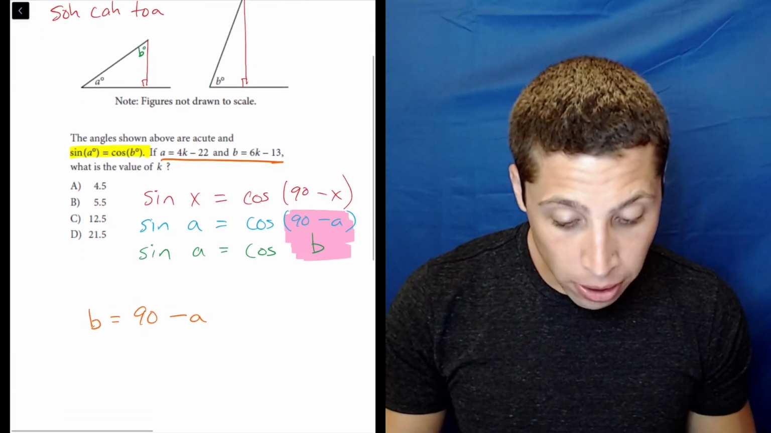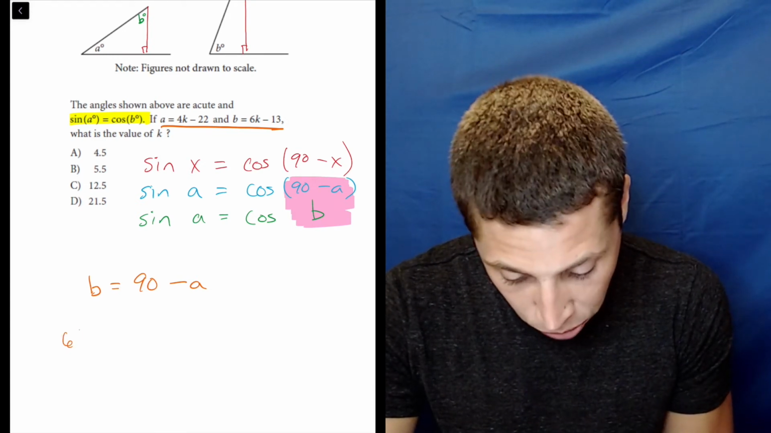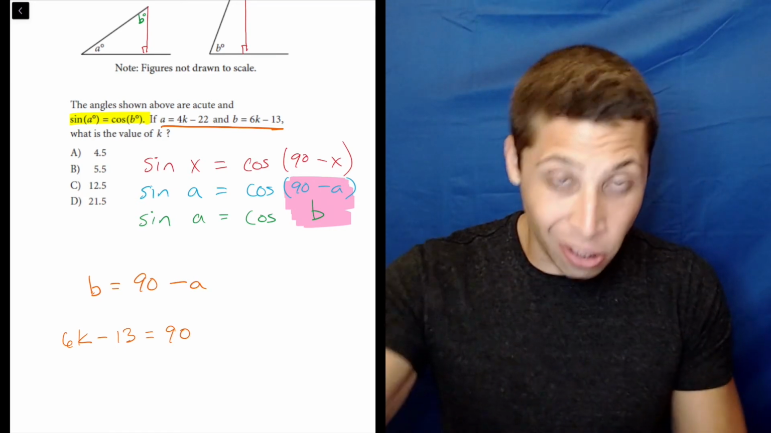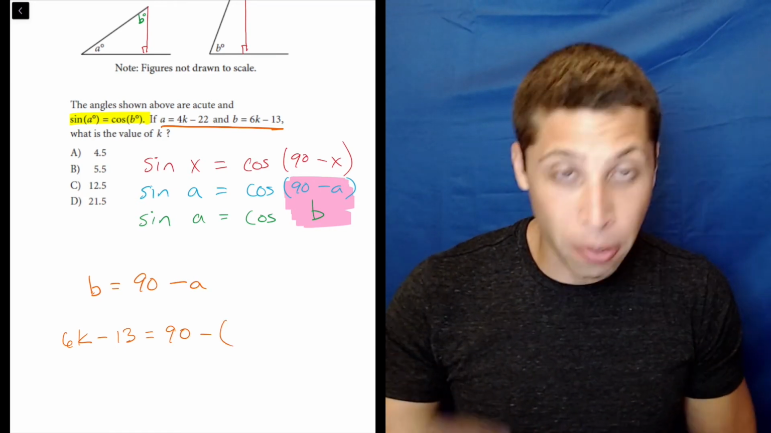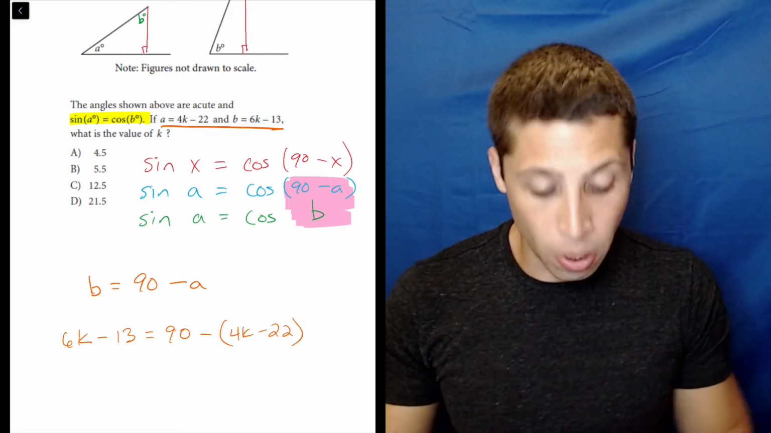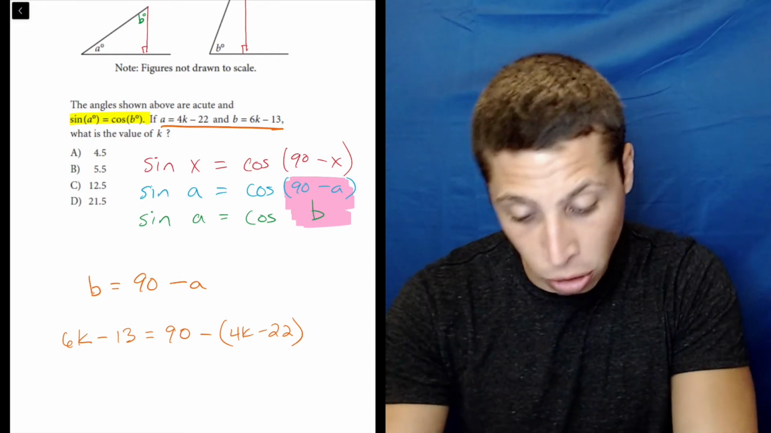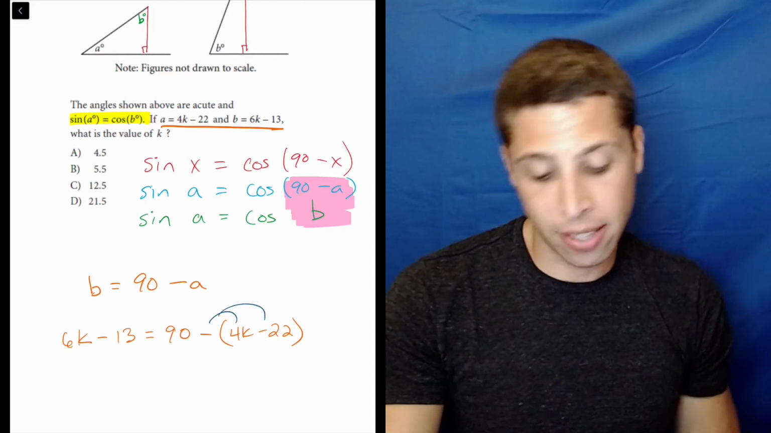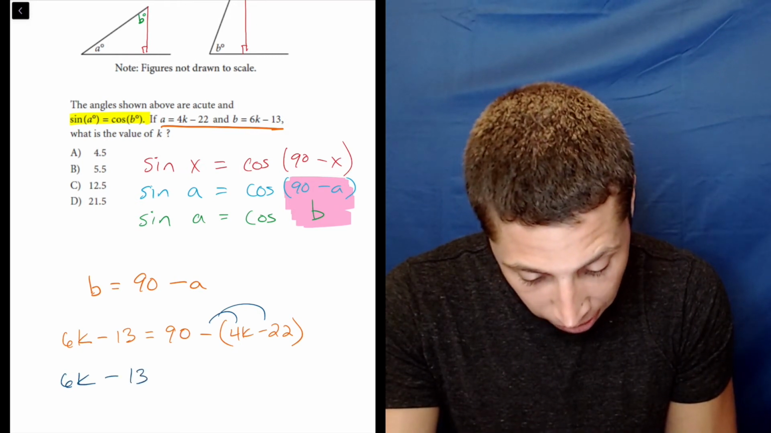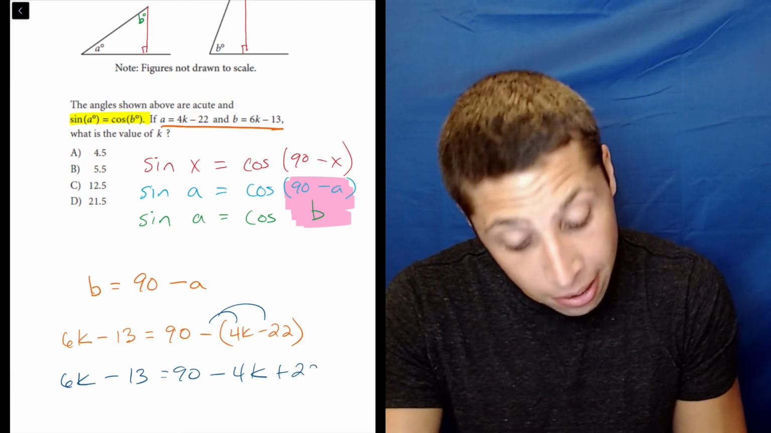So I've got to be really careful though because there's some opportunities for mistakes. So B is equal to 6K minus 13. And when I include A here, I have to remember that it's going to be in parentheses. So 4K minus 22, because I'm subtracting this whole unit. And so I'm going to need to make sure I distribute. So this negative is going to distribute to both parts. So we're going to do 6K minus 13 equals 90 minus 4K plus 22.